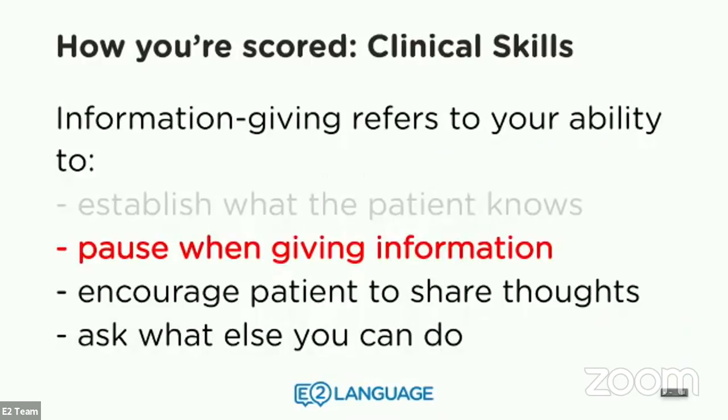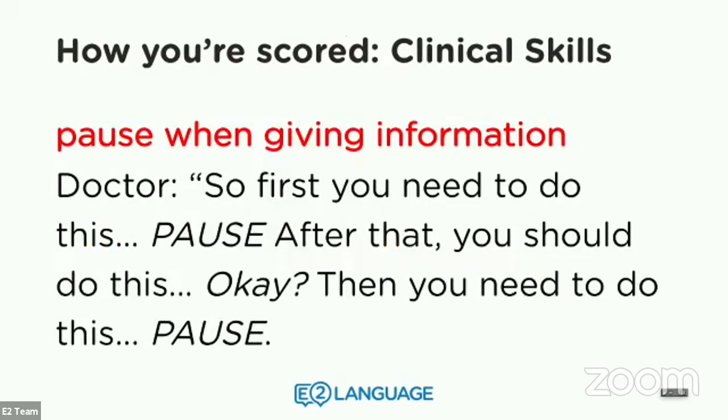All right. You should also be pausing when giving critical information to make sure that the patient fully comprehends what you're saying. Doctor might say something like, so first you need to do this. After that, you should do this. Okay? Then you need to do this. And there are pauses. If the doctor did this without the pauses, the information would probably be lost on the patient.